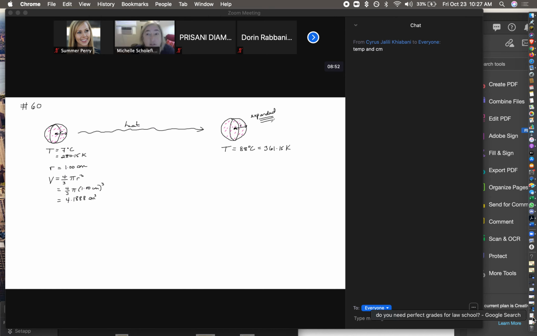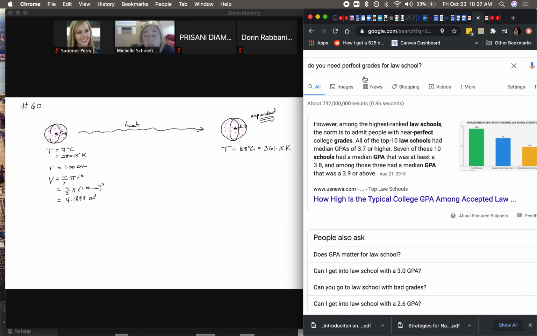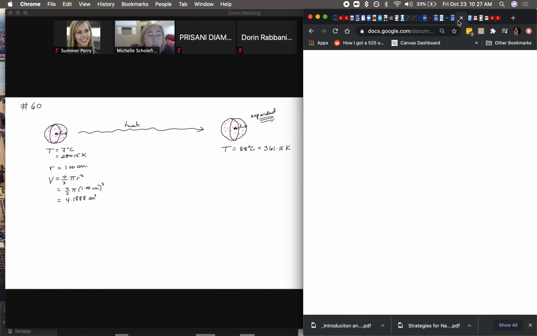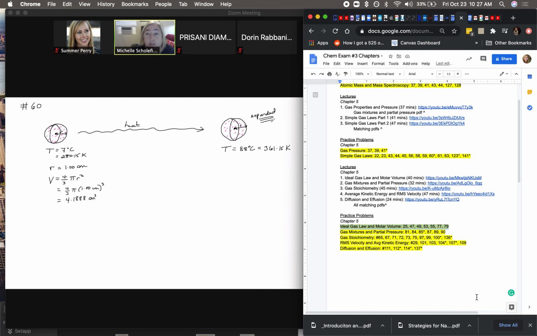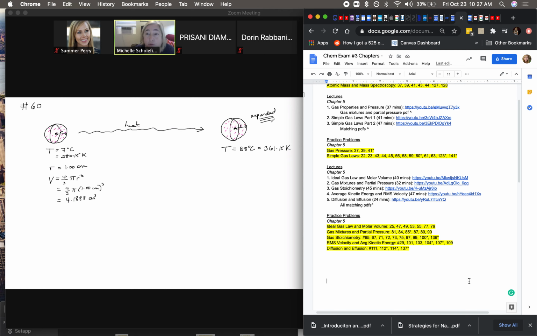Is there a law with temperature and radius? Ideal gas law. Nope, there's no radius in that. Our ideal gas law, PV equals nRT. I don't see radius in that law. Charles' law, V1 over T1 equals V2 over T2. I don't see radius in that law. The answer is no.